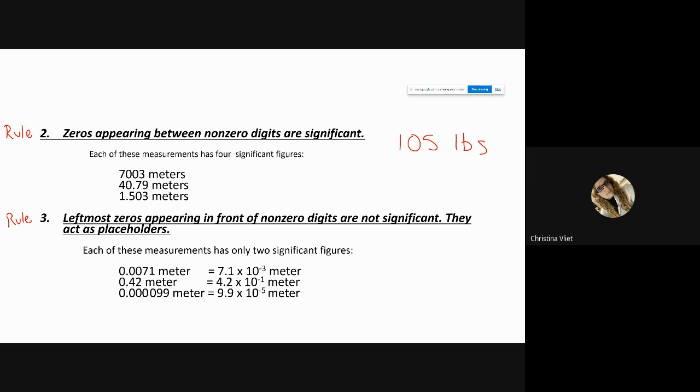Does that 0 matter? Yeah, it's not a 1, 2, 3, 4, 5, 6. That was written with importance. That's part of the measurement. That dog is 105 pounds. So zeros in between other numbers always matter. They're always part of the measurement, and therefore they are significant. That's the way to understand it. So that's rule 2. That one's a pretty easy one to recognize.